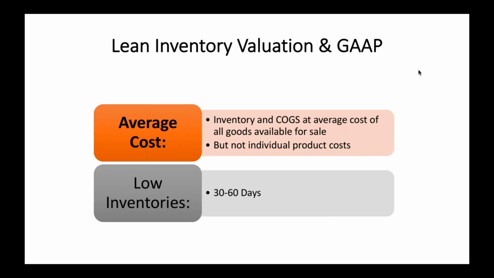Lean companies comply with GAAP by using the average cost method of the cost flow assumption. They don't use LIFO, they don't use FIFO, they use average cost. Now, it's the average cost of all the goods available for sale. It is not on an individual product by product basis. That is the key: we're trying to get away from the valuation of every single product. That creates the complexity and all the confusion in a standard costing system.